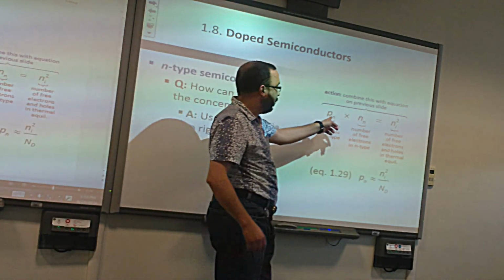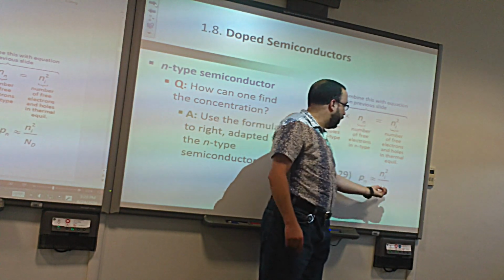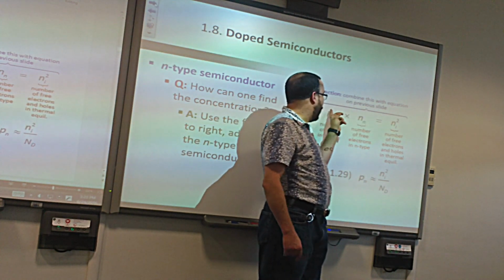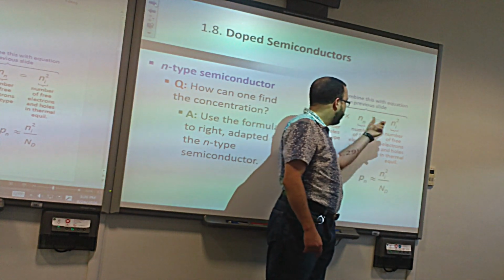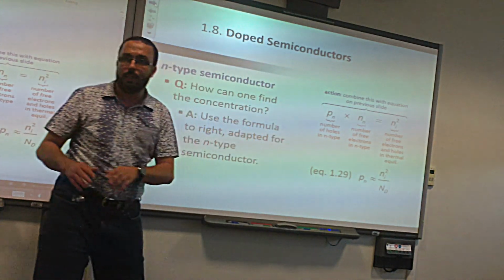Same thing for an N-type semiconductor. I know that the electrons in N-type are equal to Nd. So I can know now the holes in the N-type. So I just take this, divide by that, and get this guy. Okay? Very, very simple.